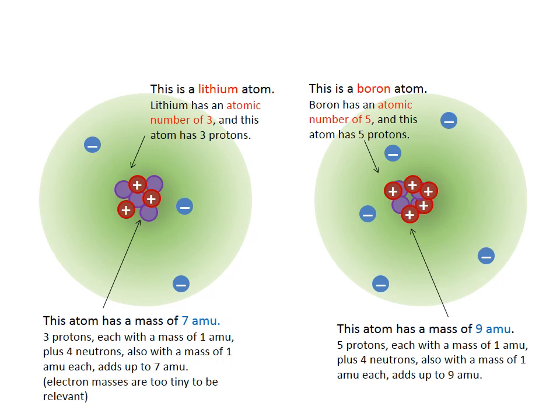If I wanted to know the mass, I would have to add up the protons and the neutrons. So I count 5 positive protons in red, and I count 4, a little bit hidden, but we have 4 purple circles for neutrons, and 5 plus 4 is 9, so this would have a mass of 9 AMUs.